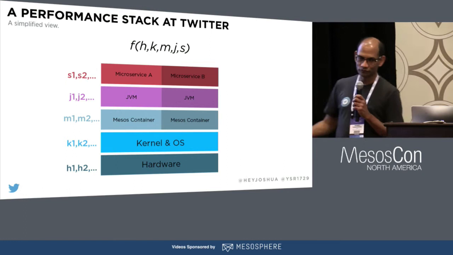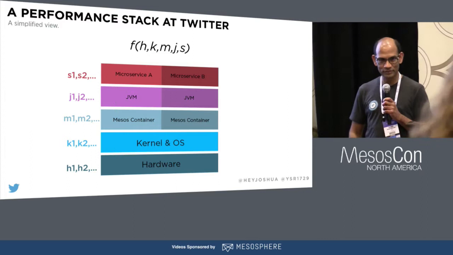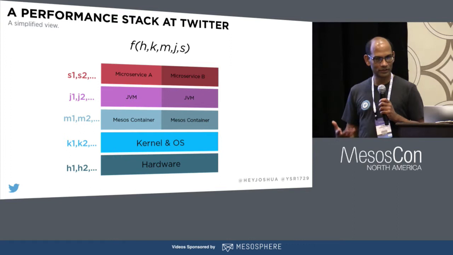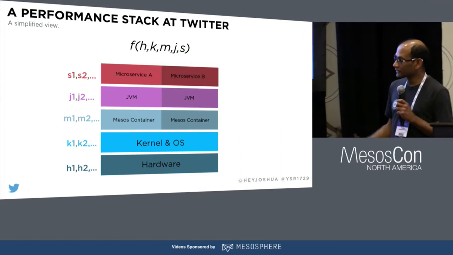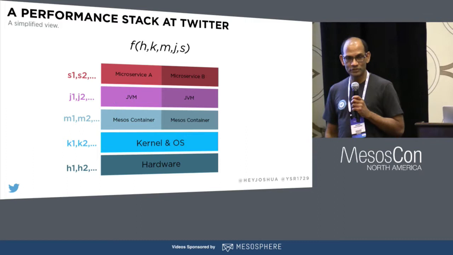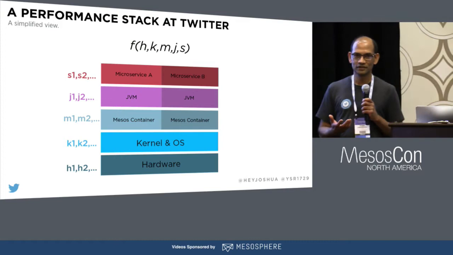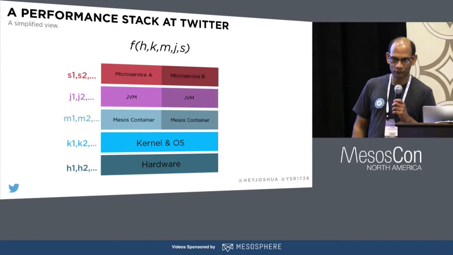Here I list, for example, H1, H2 as being the hardware parameters that might be tunable. Of course, that tuning may not be done dynamically. Maybe it's something that you set when you release the machine into the data center. The kernel might expose certain tunables. The Mesos container might have some parameters set, things such as the number of cores that the container can use, the amount of memory that the container has, the amount of network bandwidth that the container is allowed to use.